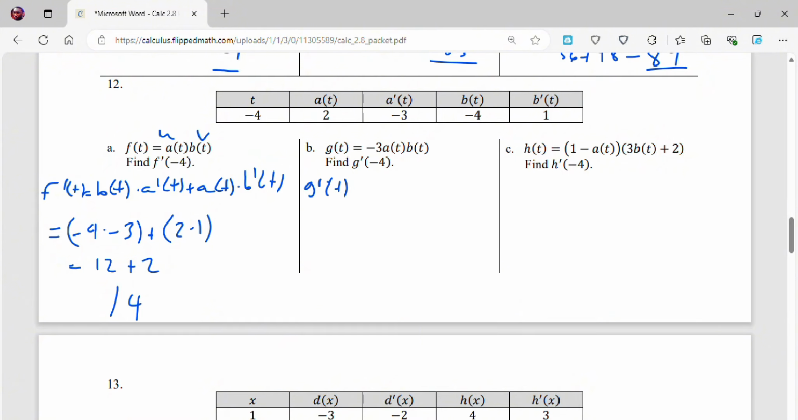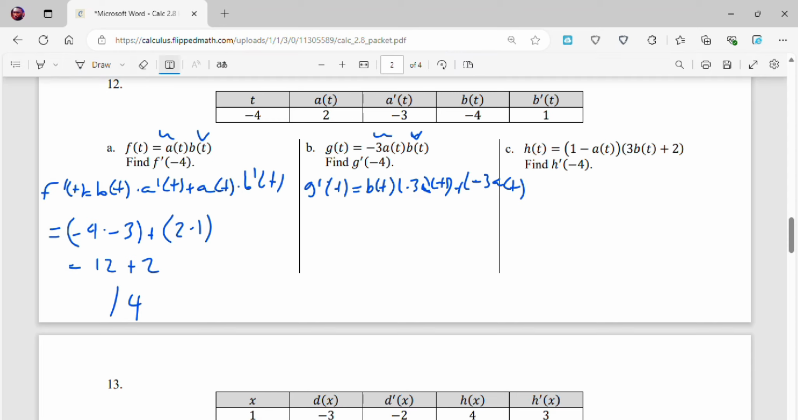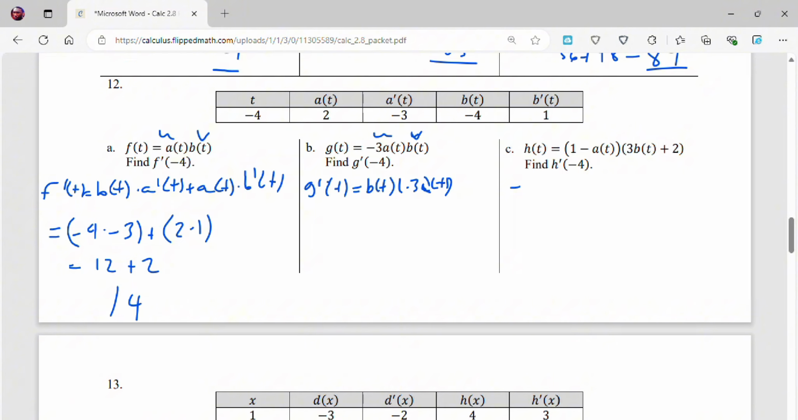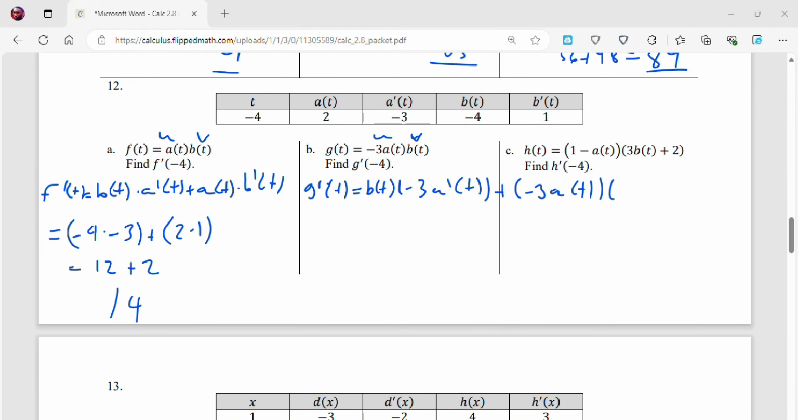So we're going to label v and u. So vu prime, so b of t times -3 a prime of t, plus -3 a of t. I'm gonna leak over into the next question. I'm gonna rewrite this to make it look neater. Okay, and then last of all we have v prime. It's going to be b prime of t.